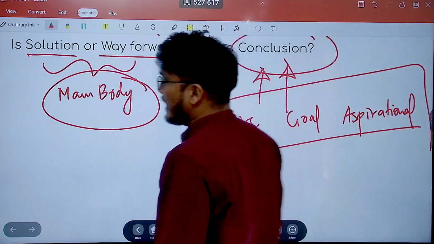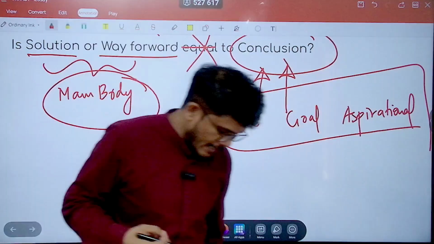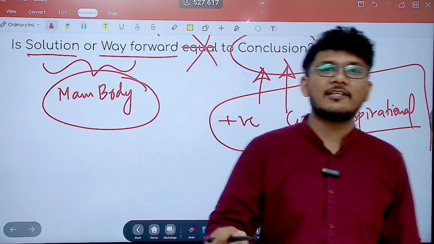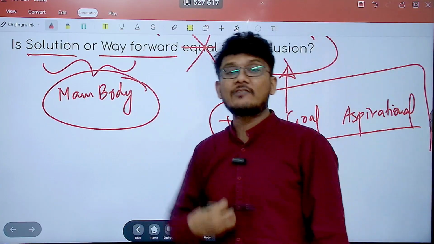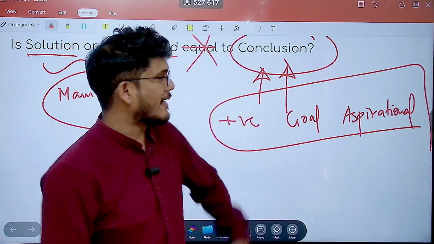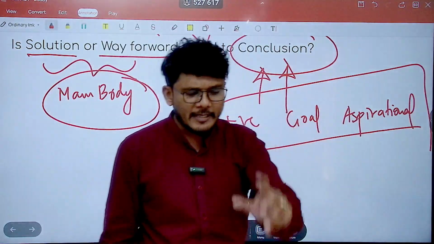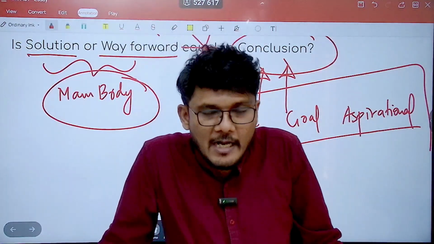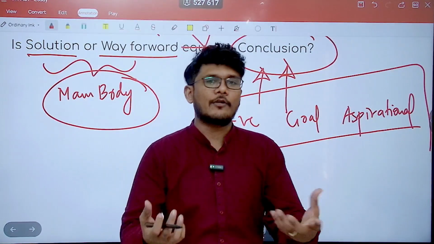Avoid writing negative conclusions. Avoid raising further issues or challenges in conclusion. Avoid writing a solution in conclusion. A conclusion is very distinct. Sometimes in the GS paper, especially in 10 markers, we may end the answer with a solution or way forward.